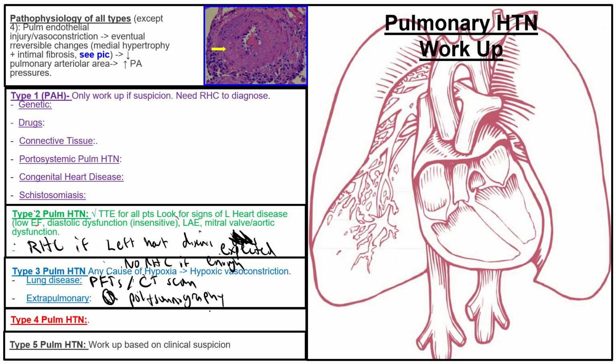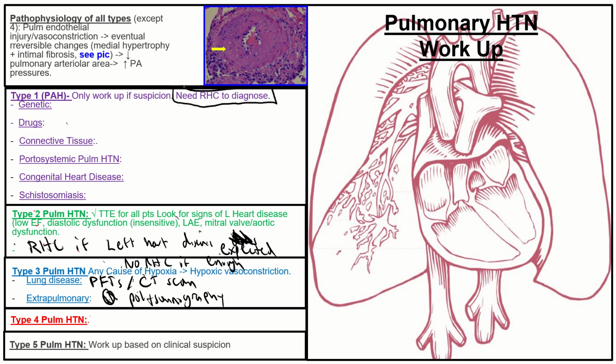If you do not think that the patient has enough cardiopulmonary disease to account for all of their pulmonary hypertension, that's when you start thinking about, okay, could this patient have type 1? Or if you have reasonable suspicion, could they have type 4 pulmonary hypertension? If you think that the patient has type 1 pulmonary arterial hypertension, you do need a right heart cath.